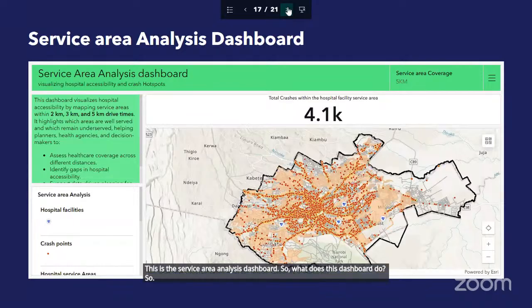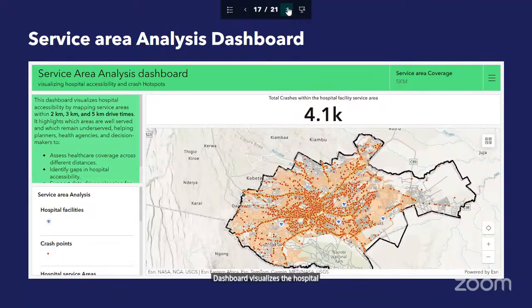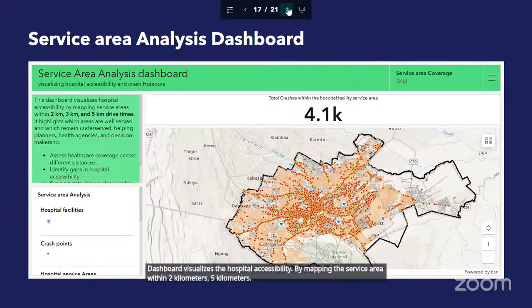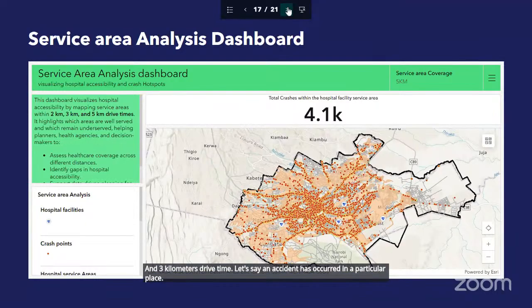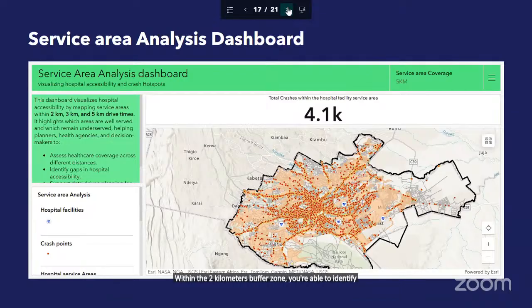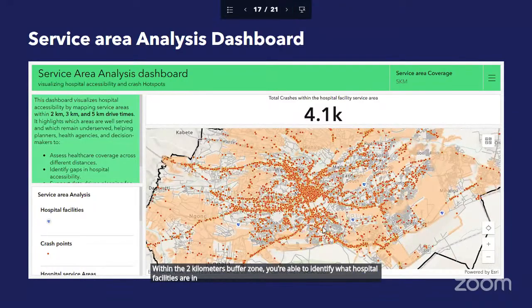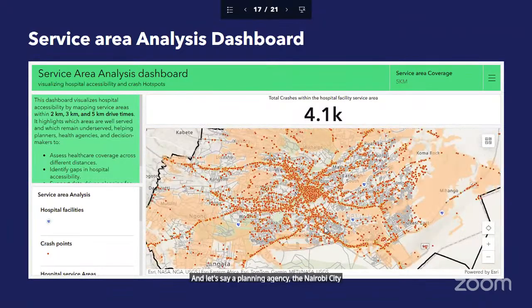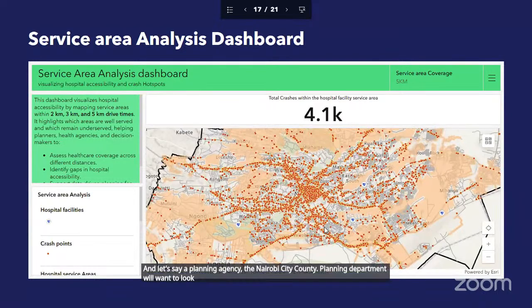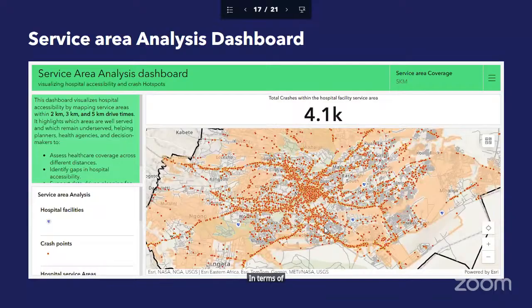So this dashboard visualizes the hospital accessibility by mapping the service area within 2 kilometers, 3 kilometers, and 5 kilometers drive time. Let's say an accident has occurred in a particular place. Within the 2 kilometers buffer zone, you're able to identify what hospital facilities are in this particular place. And let's say a planning agency, the Nairobi City County Planning Department, will want to address the gap in terms of hospital coverage. This dashboard will be useful for them to identify the hospitals within 2 kilometers drive time, within 3 kilometers drive time, and within 5 kilometers drive time.